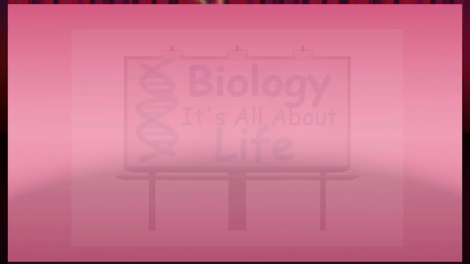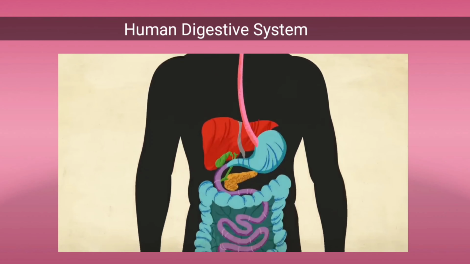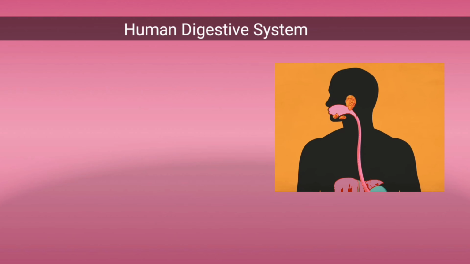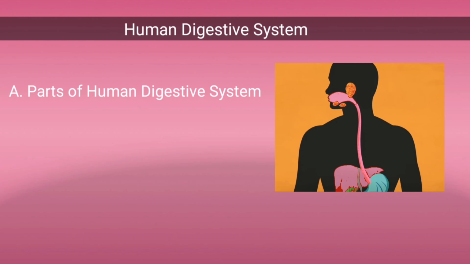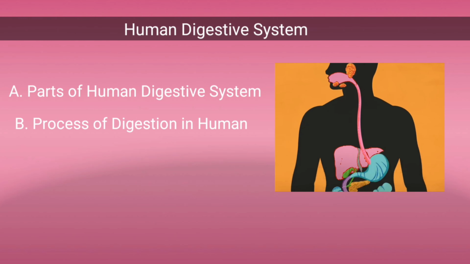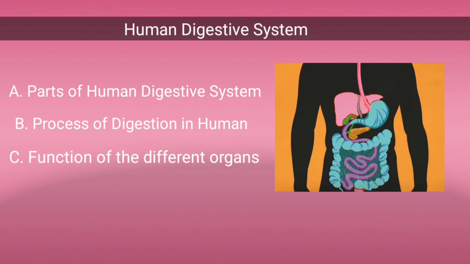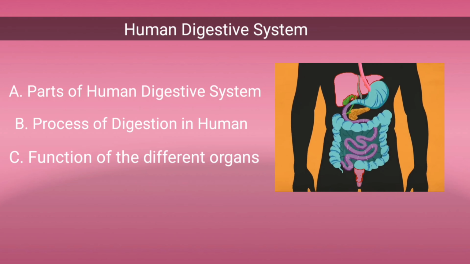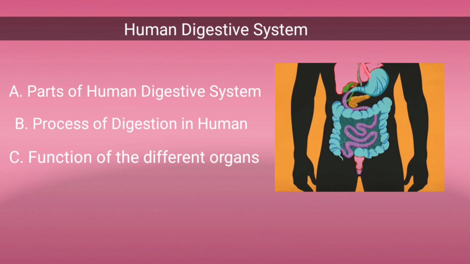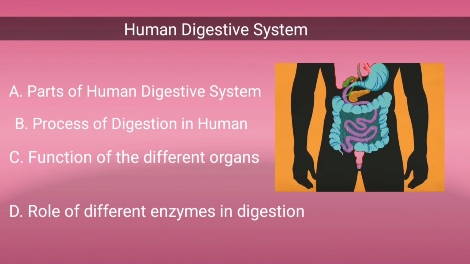Welcome to Science Circle. In this video, we will be discussing the following topics: the parts of the human digestive system, the process of digestion, the function of each and every organ of the human digestive system, and we will learn about the different enzymes which help in digestion.